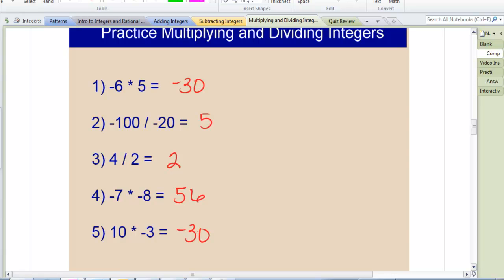So once again, we notice that if we have different signs, we get a negative. If we have same signs, we get a positive. And that works for both multiplication and division.